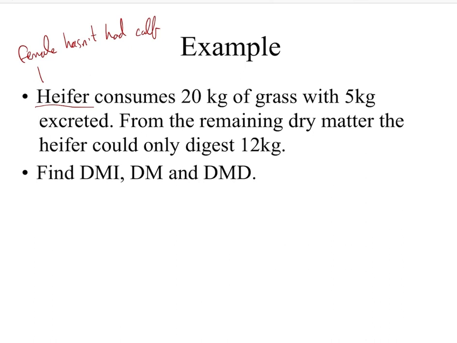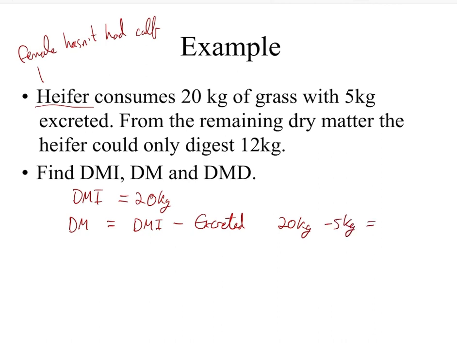So a heifer consumes 20 kilograms of grass with 5 kilograms excreted. From the remaining dry matter, the heifer could only digest 12 kilograms. Find the DMI, the DM, and the DMD. So again, the total food taken in, or the DMI, is going to be 20 kilograms. The dry matter, or the DM, is going to be our DMI minus what was excreted, or when water has been removed. So that is 20 kilograms minus our 5 kilograms, which equals 15 kilograms. That is our dry matter.